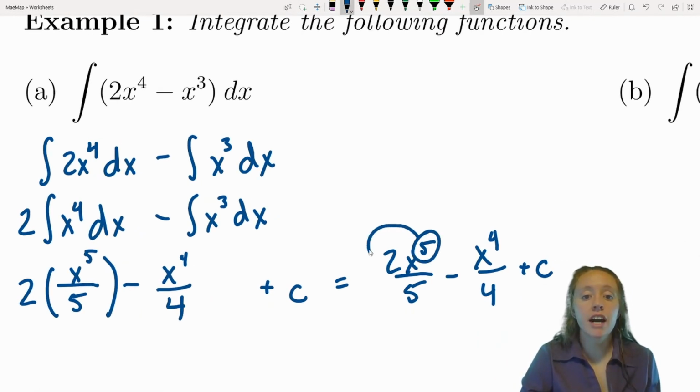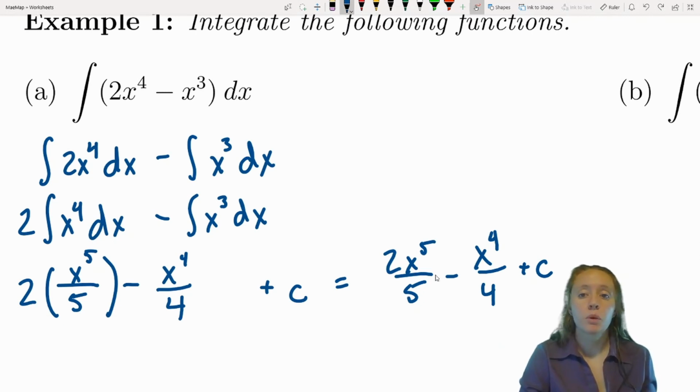If I bring that 5 down in front when I take the derivative, that then becomes a 4, so I'll have 5 times 2 over 5 times x to the 4th, which is 2x to the 4th, and then when I subtract x to the 4th over 4, dropping that 4 down in front and decreasing that exponent by 1, I do indeed get x cubed. There we have it. That is the integral in part A.